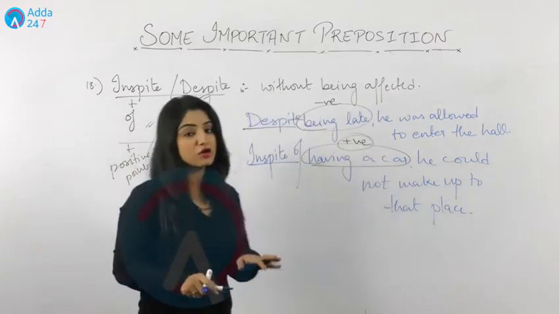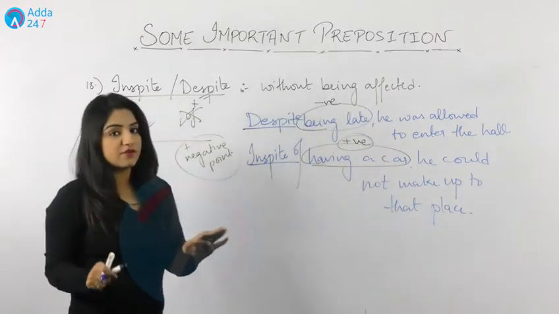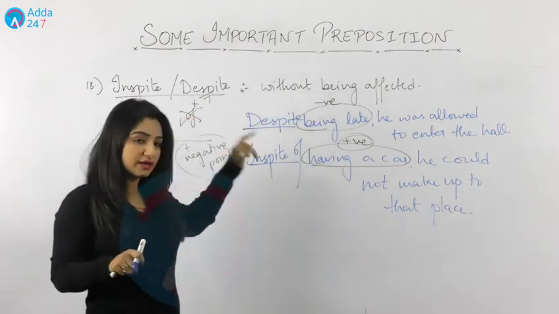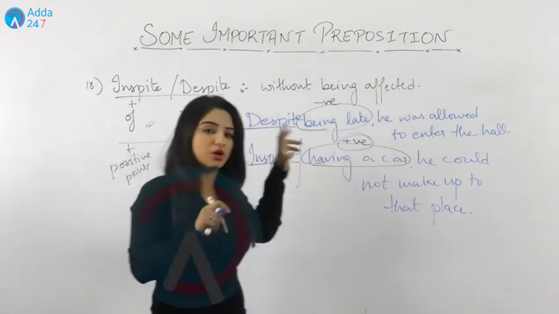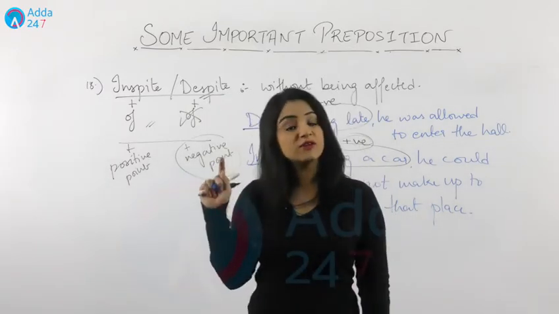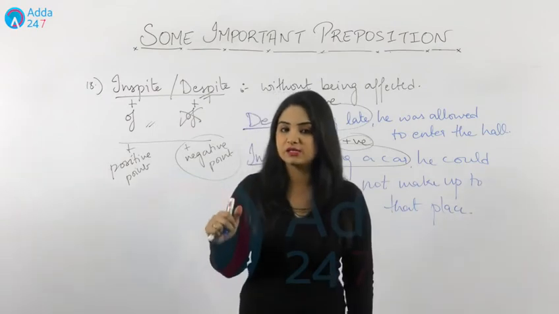So this is very uncommon. You must have read in the books that we use of with in spite and not with despite. But there's a difference between the two. What is the difference? When we have a positive point, we use in spite of. If we have a negative point, we use despite there.